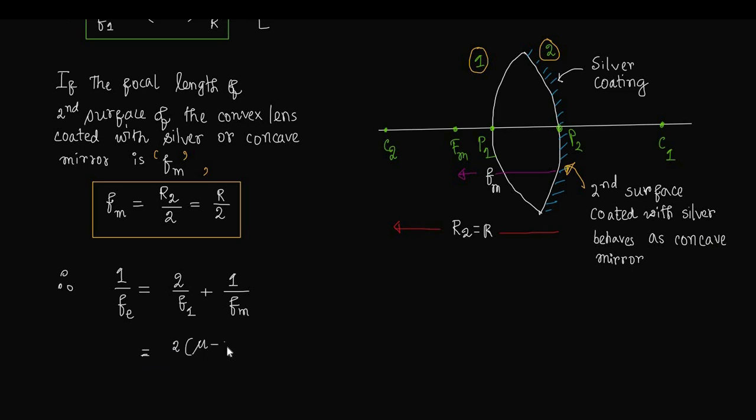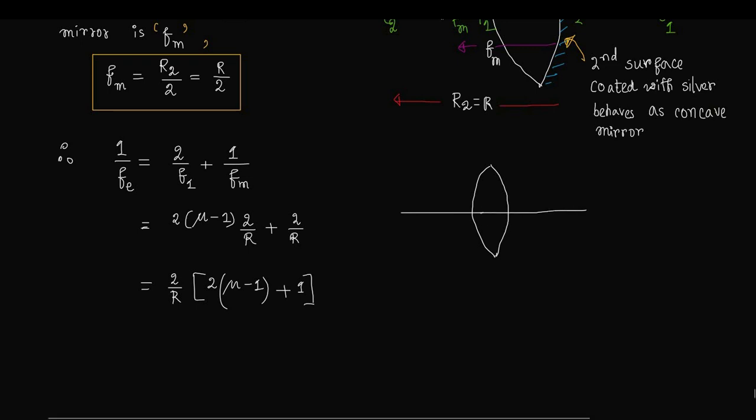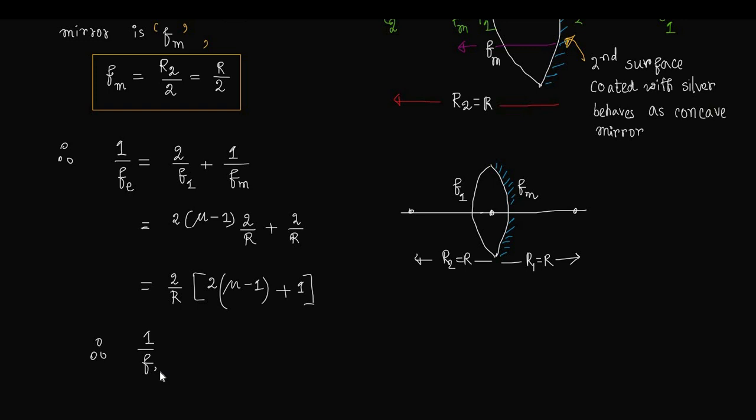Putting the expression, we get 2 into mu minus 1 into 2 by R plus 2 by R. Now 2 by R can be taken common under bracket: 2 mu minus 1 plus 1. Here this is the convex lens, the principal axis of the lens, and the second refracting surface is coated with silver. F1 is the focal length of the convex lens, and FM is the focal length of the concave mirror. R1 is equal to R, the radius of curvature of the first refracting surface. R2 is the radius of curvature of the second refracting surface, which is also equal to R.